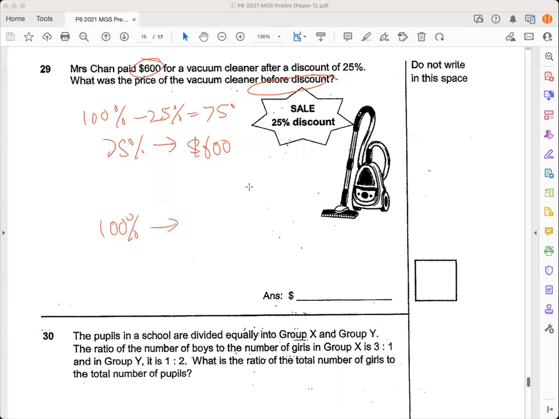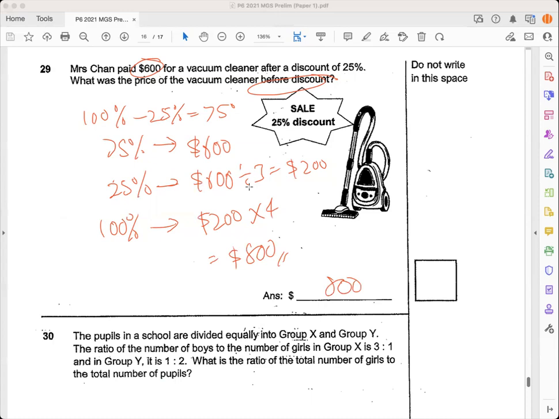From 75% to 100%, easy. Don't divide by 75% to get 1%. There is a shorter way. We get 25%, because 75% is made out of 3 25%s. So to get 25%, it's $600 divided by 3, $200. 100% will be 25% times 4, or $200 times 4. $800. Let's continue.